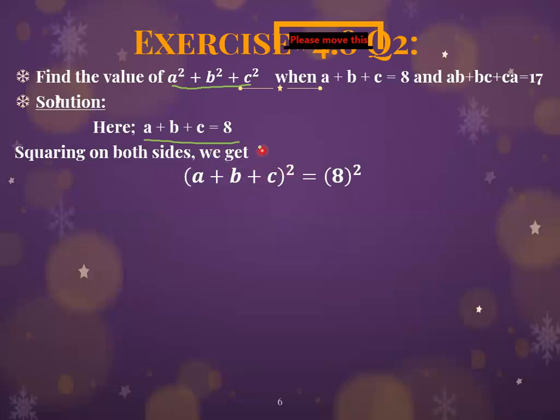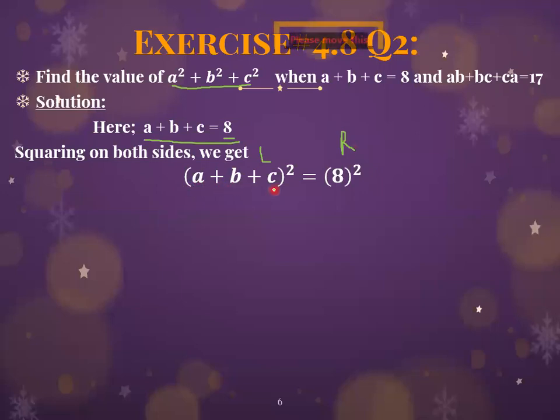This is your right side, and this is your left side, which is 8. So you have to take the square of 8 as well. Understand? So this is your left side and this is your right side. Clear? Now here, as you can see, (a + b + c) whole square.